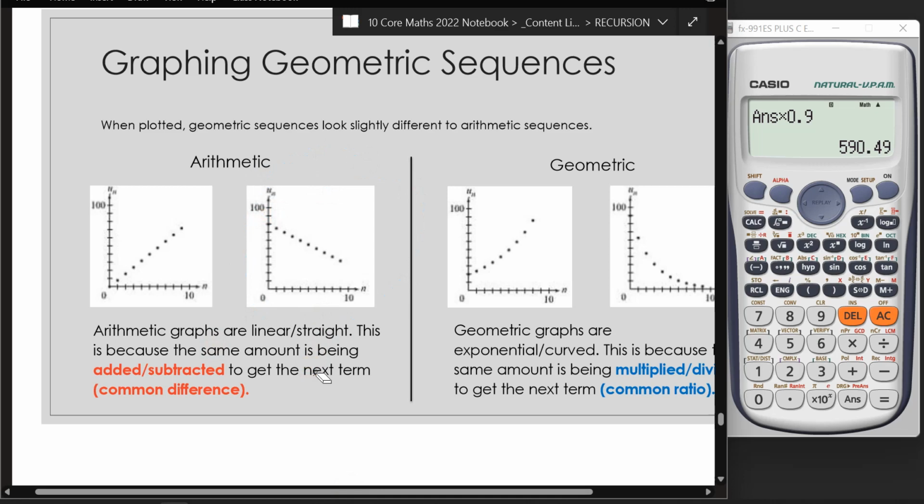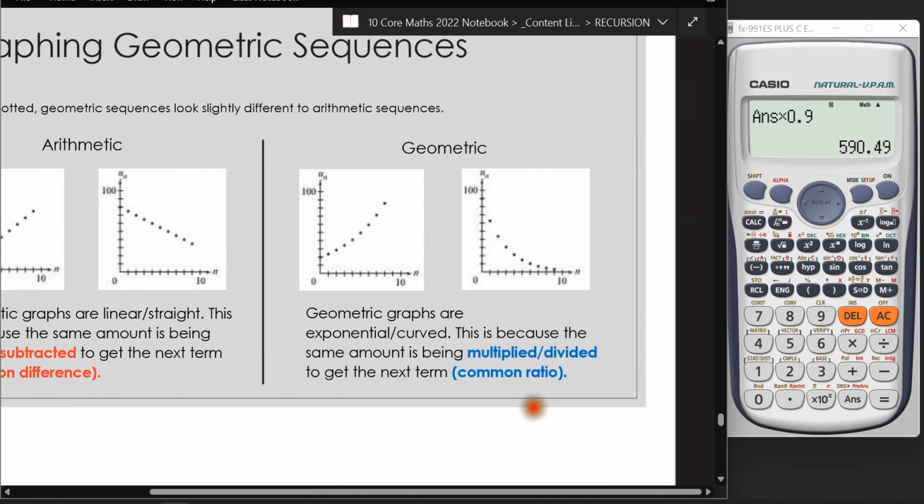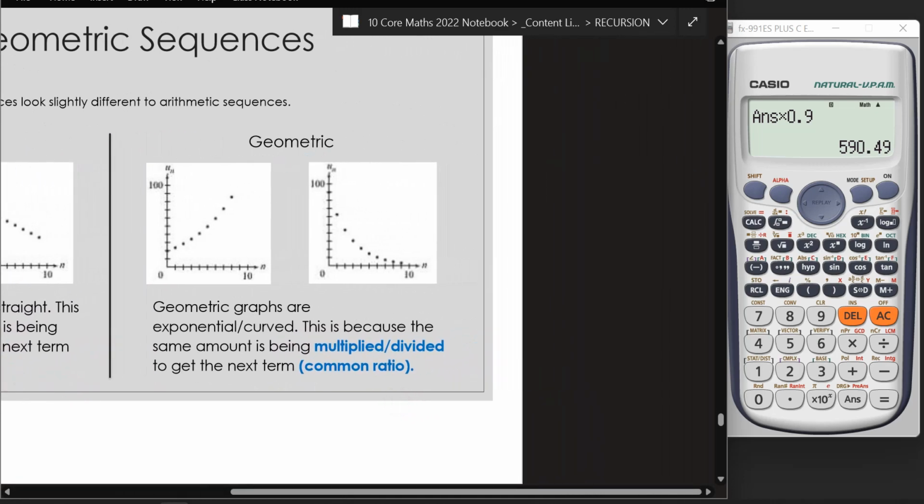But when it comes to geometric sequences, they're a little bit different. Generally with geometric sequences, because you're multiplying or dividing, the graph should curve. So it's either going to curve upwards like that, or it's going to curve downwards like that. Actually, no, I think they normally curve that way. So it's going to curve upwards or curve downwards. That's what you'll normally find with geometric sequences.